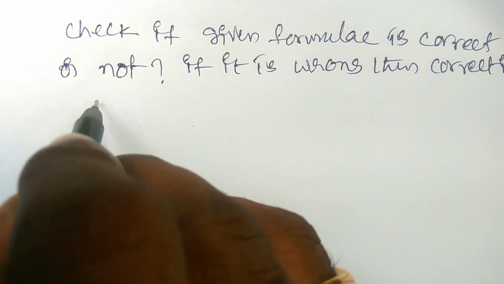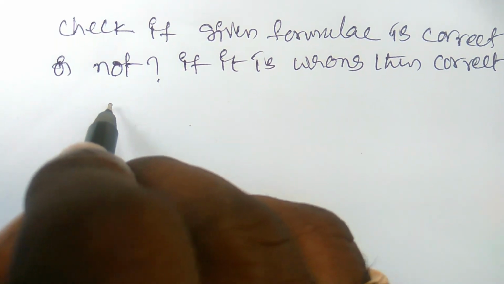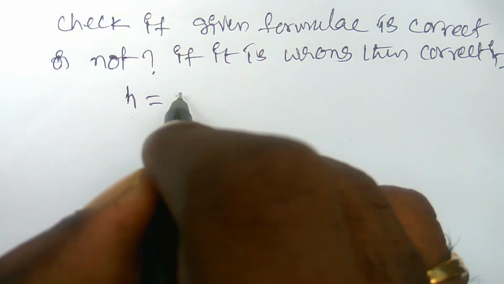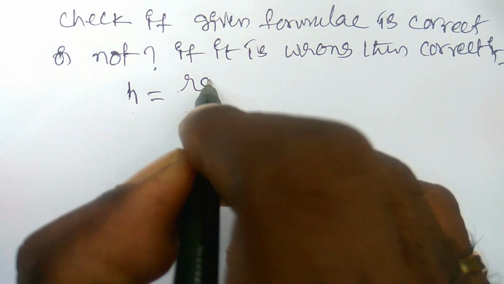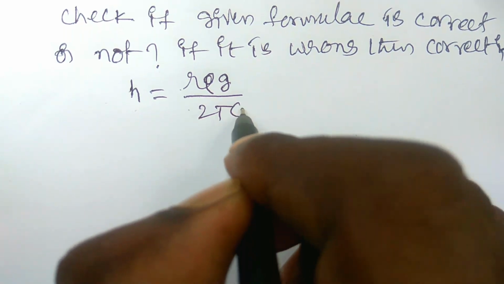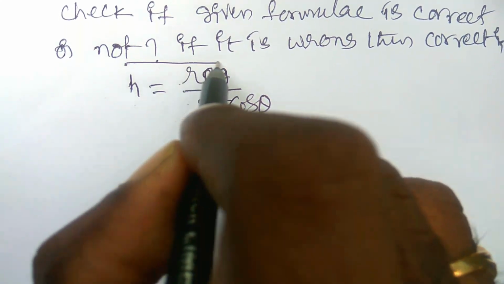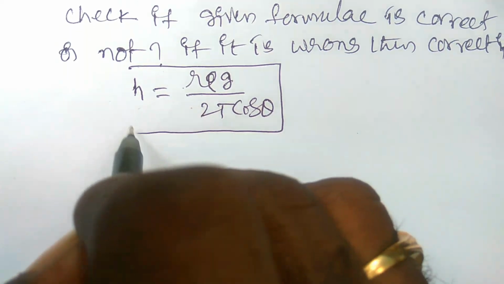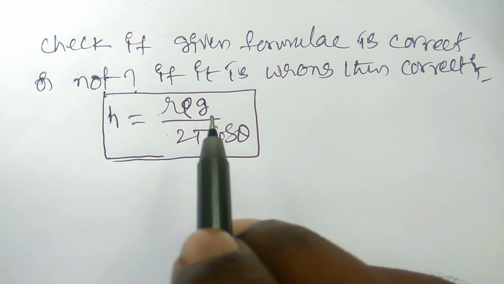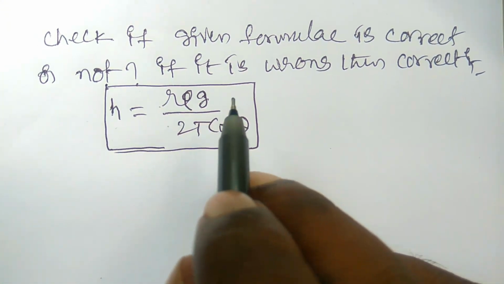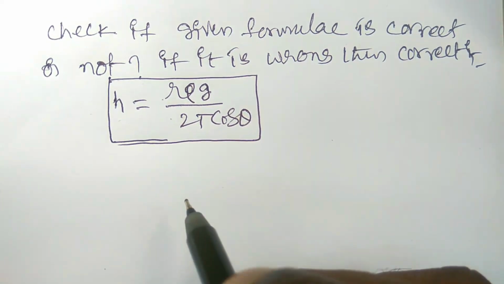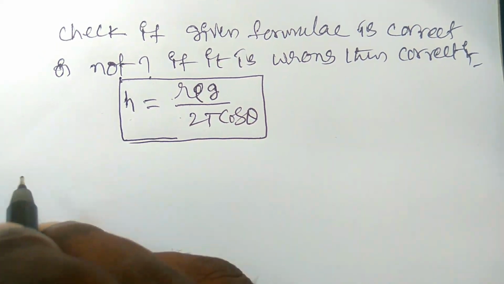Okay. So what is the formula here? h is equal to R rho g by 2t cos theta. h is equal to R rho g by 2t cos theta. So now we have to check whether this formula is correct or incorrect. If it is not correct, then you have to write the correct answer. Okay. So let us check.